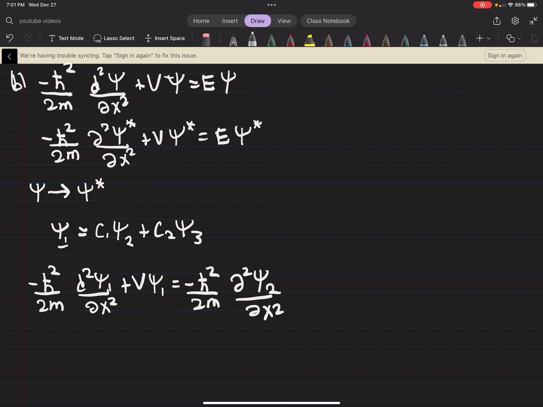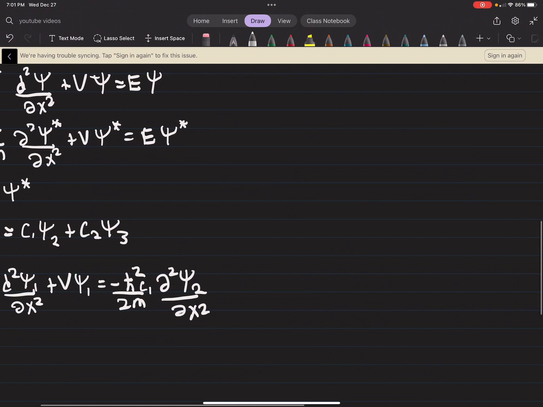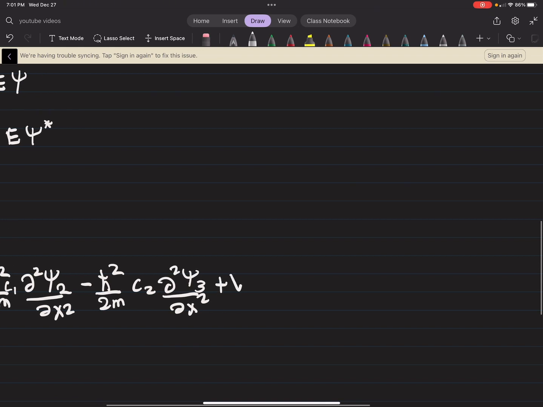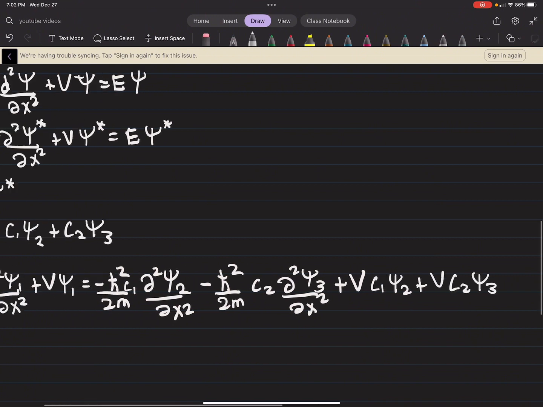Okay. So we have minus h bar squared over 2m c1, the second derivative of psi 2 with respect to x, minus h bar squared over 2m c2, and then the second derivative of psi 3 with respect to x, plus our potential times psi, so c1 psi 2 plus V c2 psi 3. Okay.